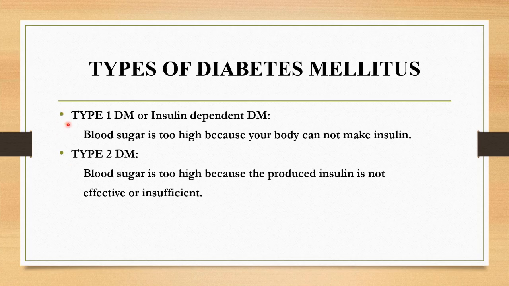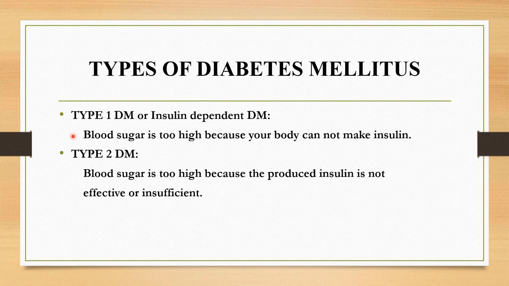Type 1 diabetes mellitus, or insulin dependent diabetes mellitus, and type 2 diabetes mellitus. There are some other types, but I just want to focus on these two types in order to make you understand easily. In type 1 diabetes mellitus, the blood sugar is too high because your body cannot make insulin. The reason here is the pancreas is not at all producing any insulin.